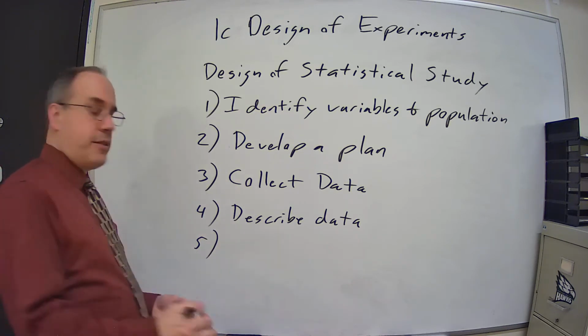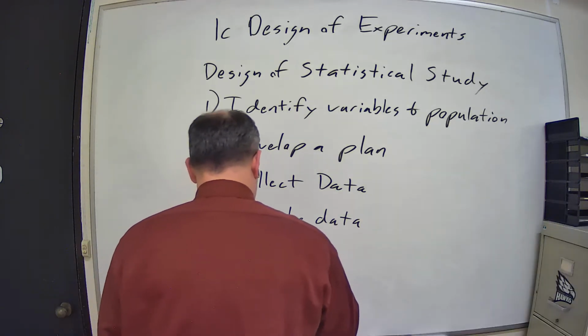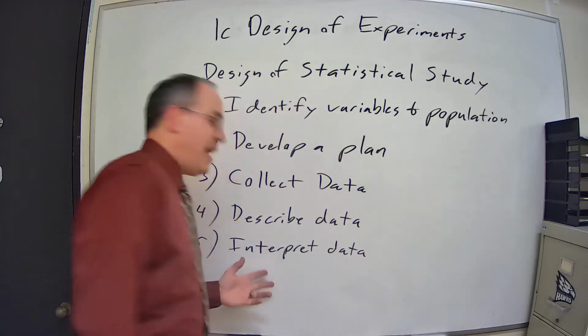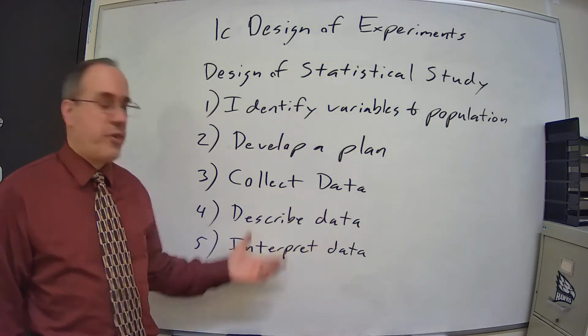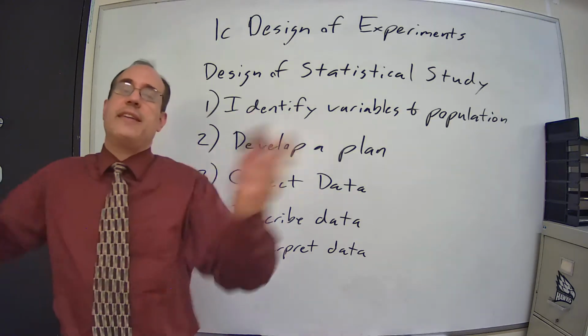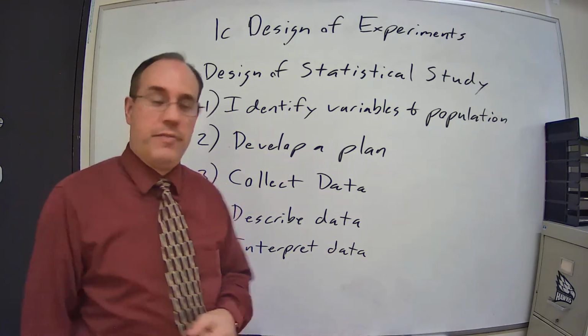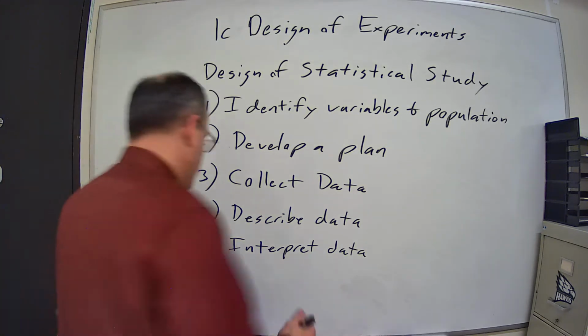Step 5, interpret the data and make decisions about the population. That's inferential statistics. Now that we've described our data, we're going to take that and say, okay, so what does that tell me about the population, or what can I infer about the population? And then the 6th step is to identify possible errors.